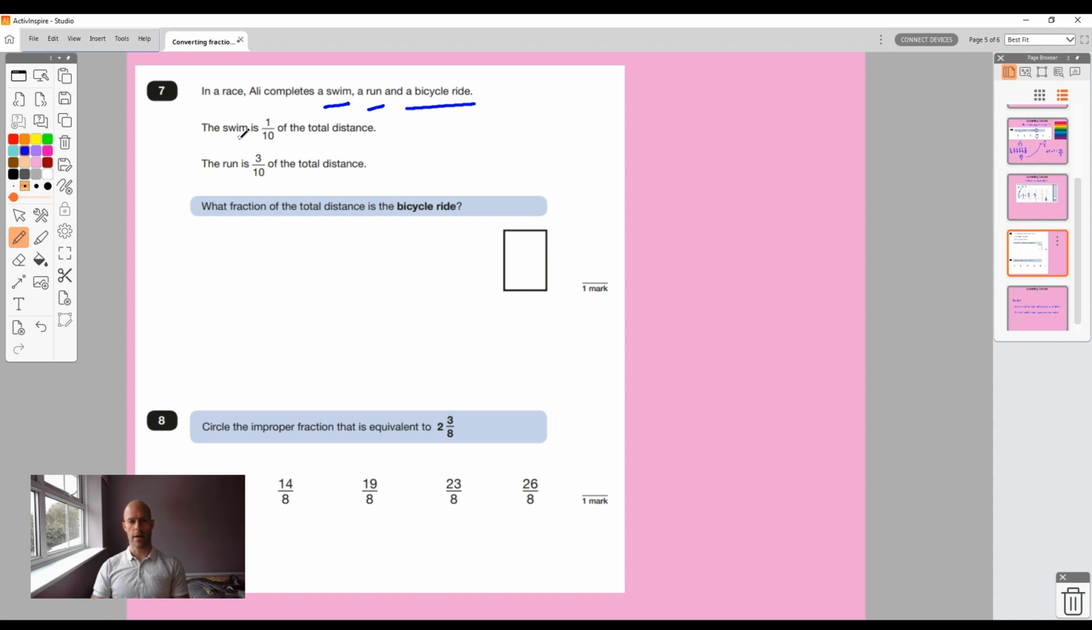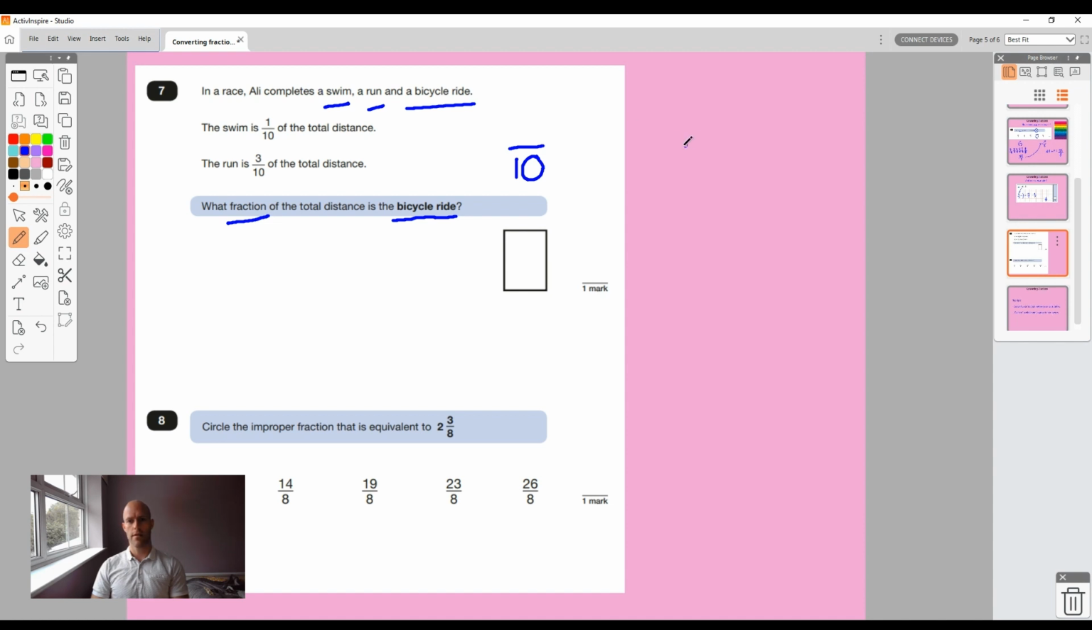I'm not thinking about that right now, but what I'm noticing is, okay, tenths. The run is 3/10 of the total distance. Okay, tenths. What fraction of the total distance is the bicycle ride? So the first thing I know is my answer's got to be in tenths. If I'm given 2 fractions within the question that are in tenths, I'm going to have to present my answer in tenths. Might be able to simplify it, but we'll see how we go.